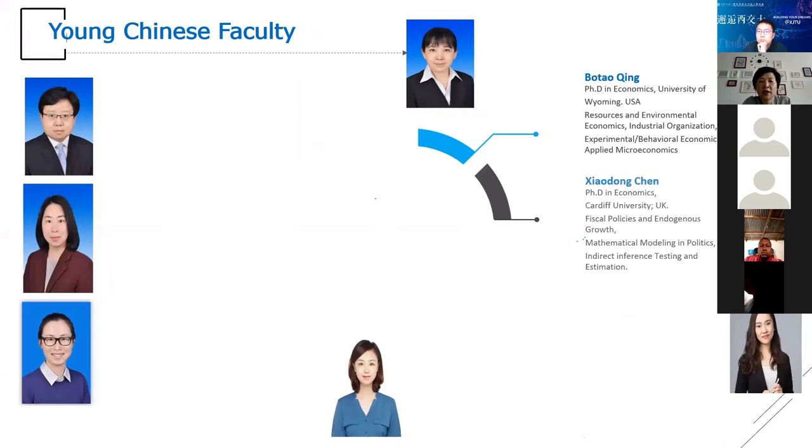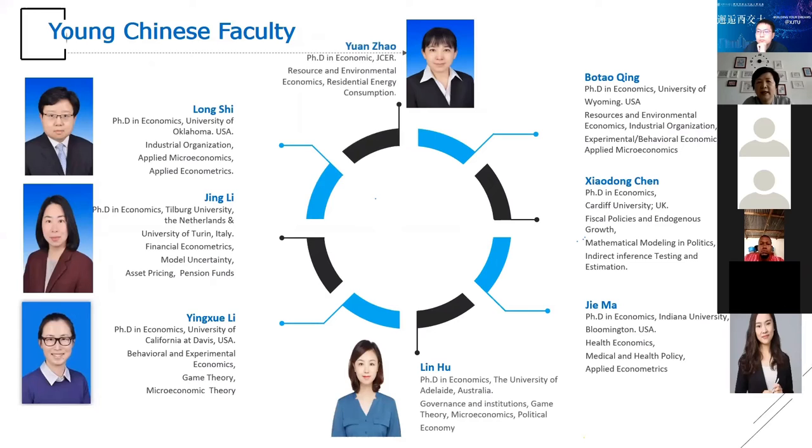Okay, and our young Chinese faculty, right now you can see eight young Chinese faculty. The top one is Zhao Yuan, who just got her PhD from our Jinhe Center, and her research area is resource and environmental economics, residential energy consumption. And here in the upper right corner, Dr. Qin Botao is a master's student from our Jinhe Center who then went to the United States to get his PhD degree. He got his PhD in economics from the University of Wyoming in the USA. His research areas are resource and environmental economics, industrial organization, experimental behavioral economics, and applied microeconomics.